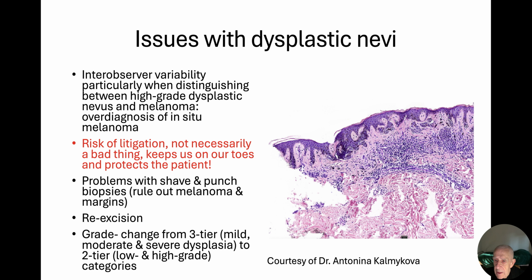And then there's the problem of distinguishing between high-grade dysplastic nevus and in situ melanoma, and I think that can be very difficult. And nowadays with immunohistochemistry, particularly with SOX10, if you're worrying about whether there is or isn't a melanoma, as I mentioned earlier, that's one circumstance where I think immuno can be helpful.